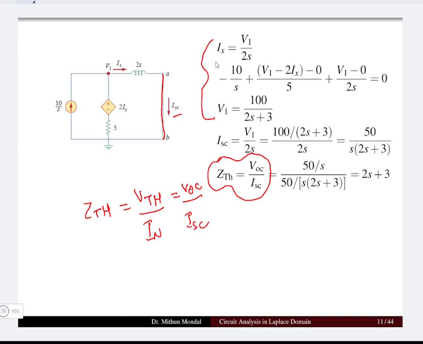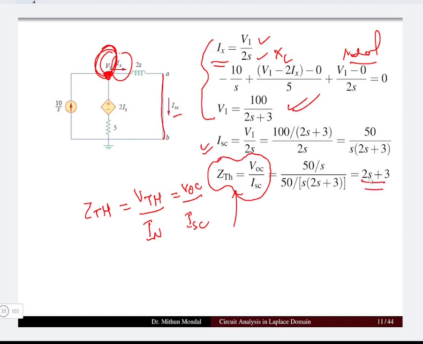For example, what is the current flowing, Ix? The current Ix is basically the voltage divided by the impedance 2s, which is the XL value, because the voltage V1 we have taken as a known variable at this particular node. Now we can apply nodal analysis to write the equation, and we can determine the value of V1. Similarly, we can find what ISC is. Once we divide the open circuit voltage by the short circuit current, we get the Thevenin impedance.